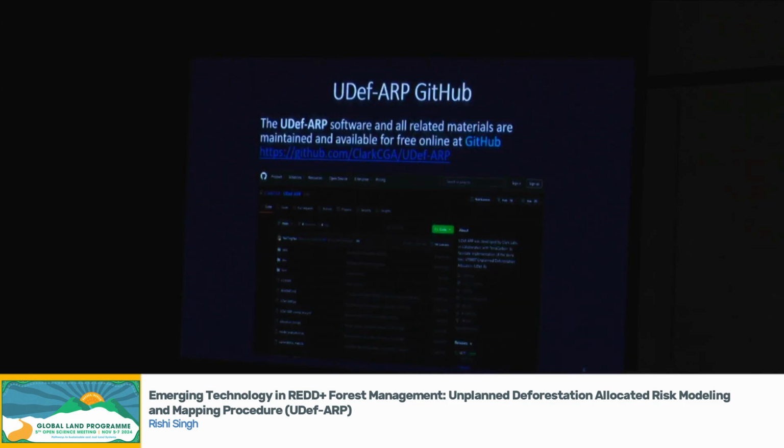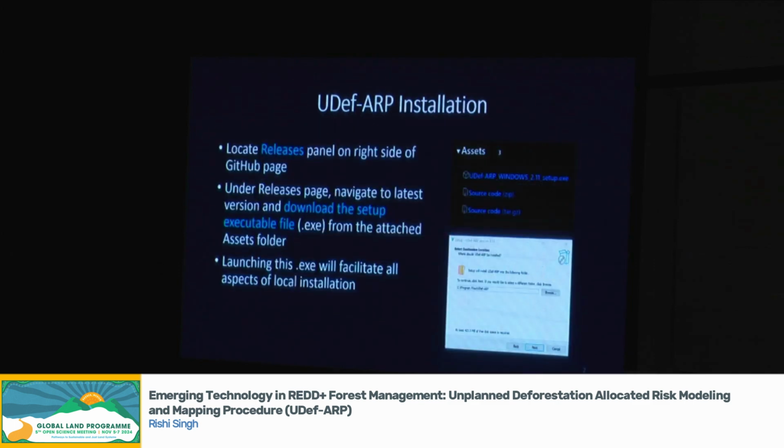So talking about the software accessibility, the UDEP-ARP is available on GitHub. I have the link there, and we just show a screenshot of the website. So when you go there, you can download all the code, you can download the executable file for the application, and you can download all the resources and documentation behind that.